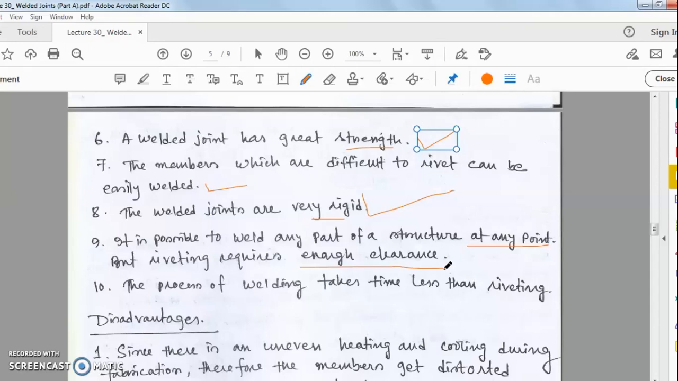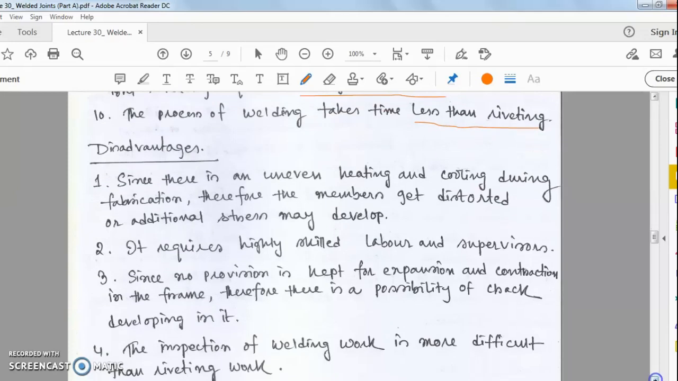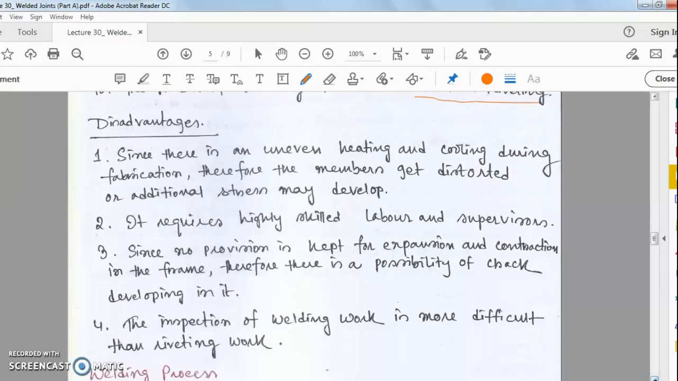The process of welding takes less time than riveting, so the time required is very little compared to riveting. Now you will find that some disadvantages are also there in welding. First, since there is uneven heating and cooling during fabrication, the members get distorted. Additional stresses may develop. So this is the most important problem in welding.